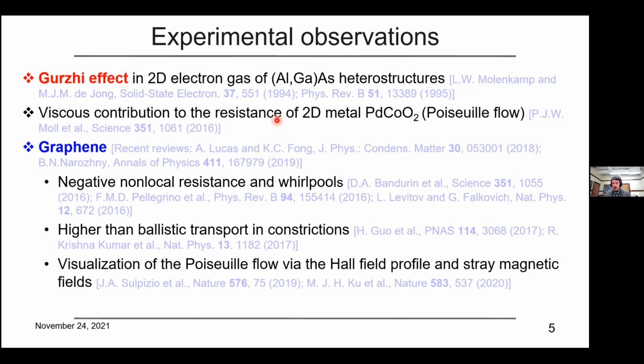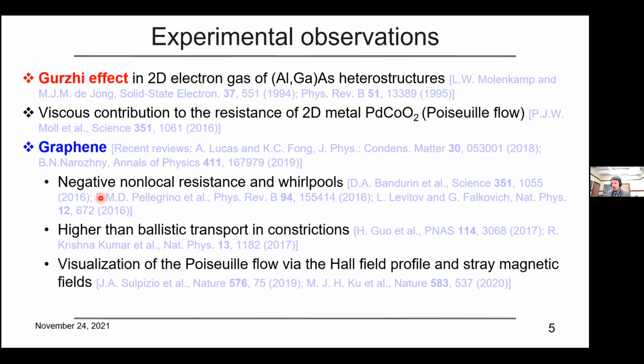Several years later, the viscous contribution to the resistance of the two-dimensional metal palladium cobaltate was observed by Philip Moll and other co-authors. However, electron hydrodynamics came to its fruition with the rise of graphene, which is a very good platform for observing various hydrodynamic effects. In particular, several effects were proposed and measured experimentally, such as negative non-local resistance and formation of electron fluid whirlpools, ballistic transport in graphene constrictions. Also, the non-trivial Poiseuille flow was visualized by Hall field profile and stray magnetic fields.